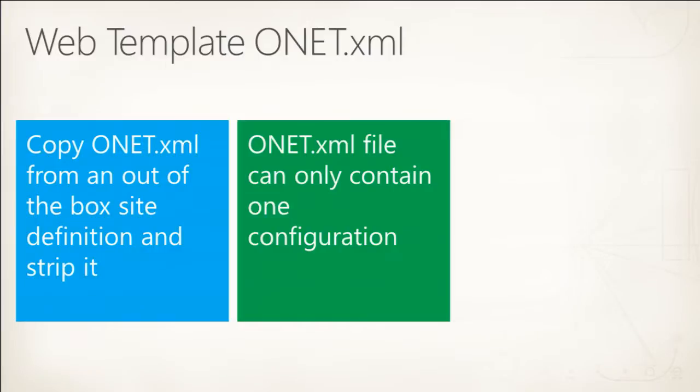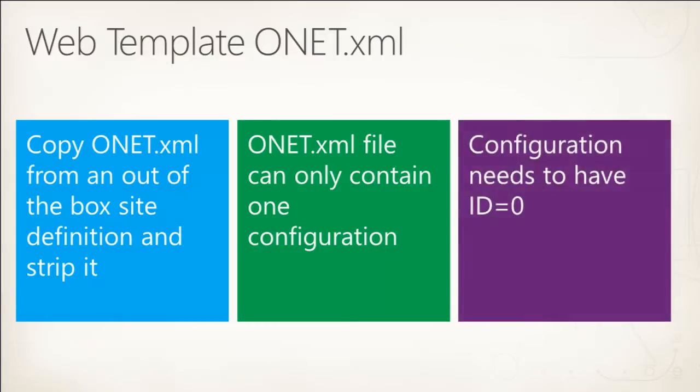The onet.xml file of a web template can only contain one configuration, whereas in the site definitions, usually there's many. There are several different configurations in a single onet.xml file. With web templates, we simply have to create new web templates, new onet.xml files for every configuration that we need. The configuration ID has to be 0. We can't use our own value for that. It has to be 0.